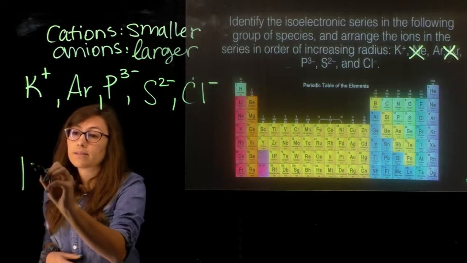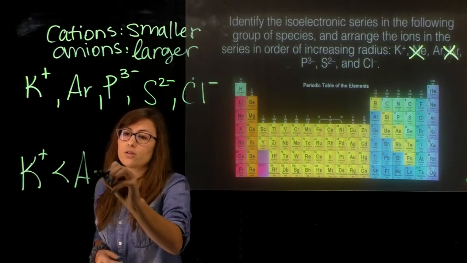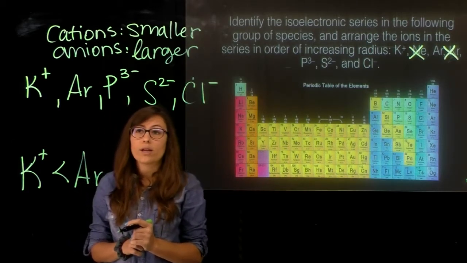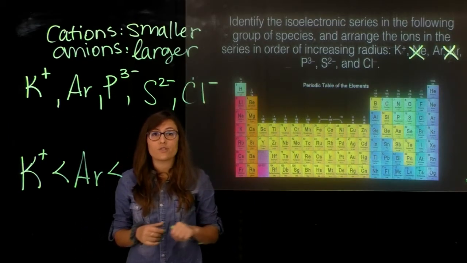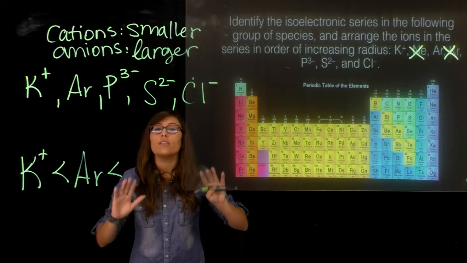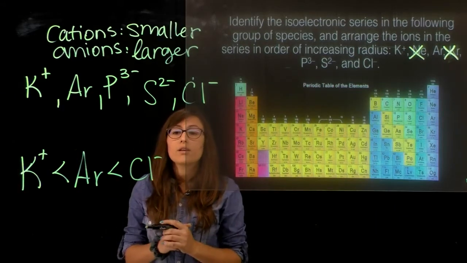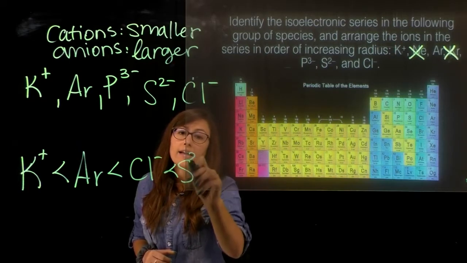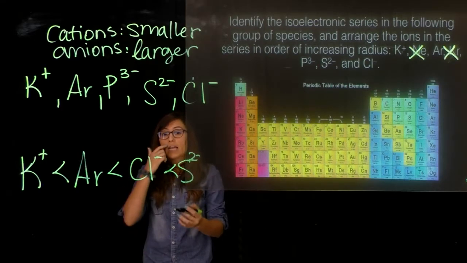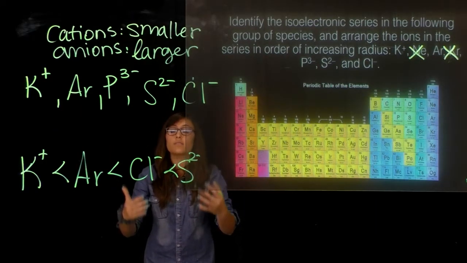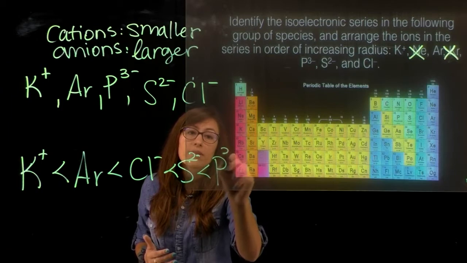Well, we know my cation, potassium, is going to be smaller than that of argon. Argon is neutral, so that's going to be the next smallest radius. Now here comes the tricky part. We have 3 anions that we have to arrange. Well, we're going to arrange these in the order in which they accept the smaller number of electrons. So chlorine only accepts 1 electron, so it's going to be the next smallest. Whereas sulfur adds 2 electrons into that system. Because we're adding 2 electrons, we're increasing the radius because we're increasing the repulsion in that scenario. Lastly, the one that's going to be the largest will be that of phosphorus.